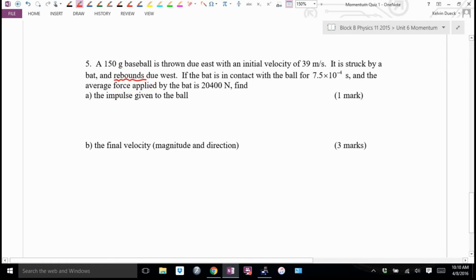Key word in this question. Oh, first of all, I like number 5. Key word in number 5 is rebounds. Rebounds. Okay.